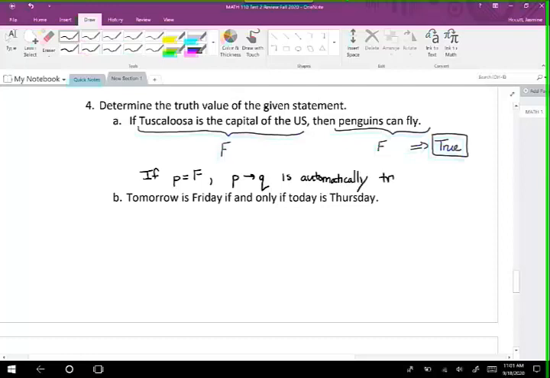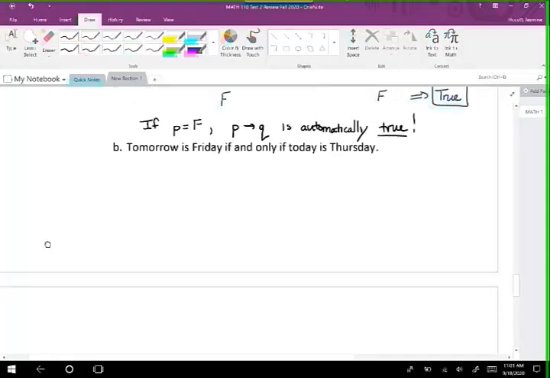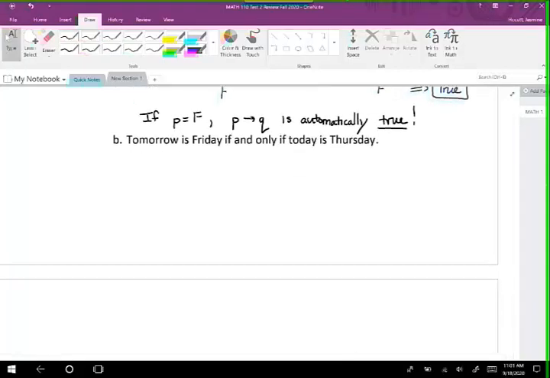So in other words, if we were looking at this problem and we recognize that Tuscaloosa is not the capital of the US, then that would be enough for me to know that the whole sentence is going to be true, no matter what. Okay. All right, so now let's look at an if and only if statement.